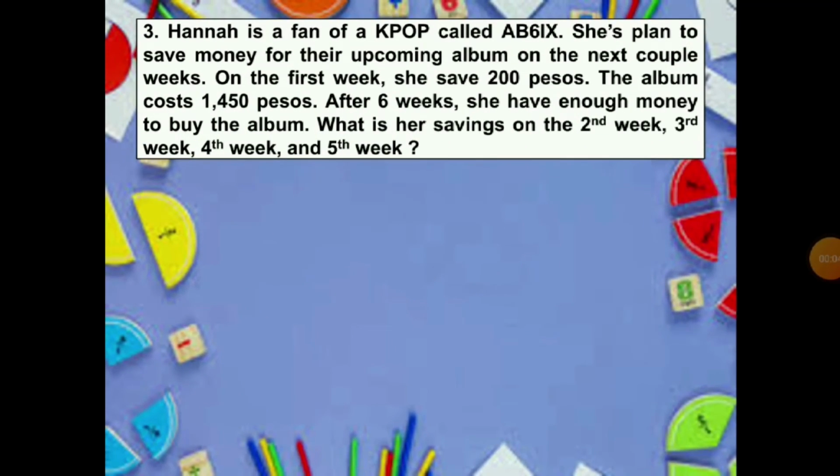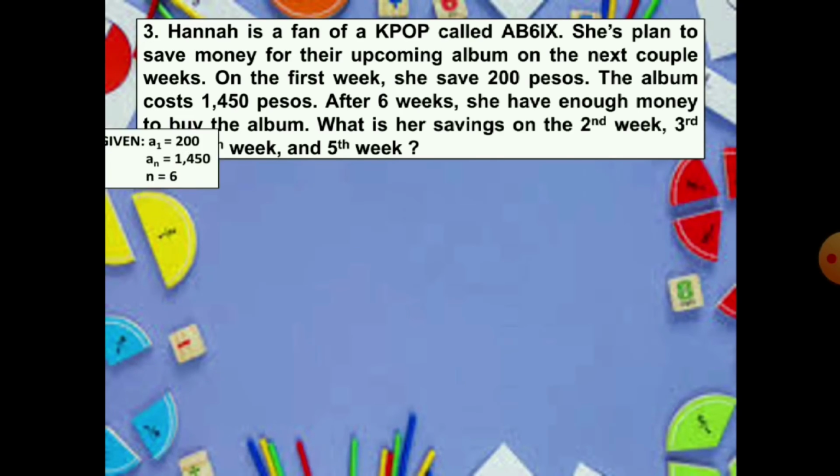Hannah is a fan of a K-pop group called AB6. She planned to save money for the upcoming album over the next couple of weeks. On the first week, she saved 200 pesos. The album costs 1,450 pesos. After 6 weeks, she saved enough money to buy the album. What are her savings on the second week, third week, fourth week, and fifth week?